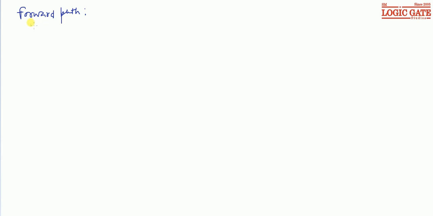So forward path is the path from input node to output node without repetition of any node in between. And the forward path gain, denoted by P or P1, P2, like this, is the product of all gains in the forward path.